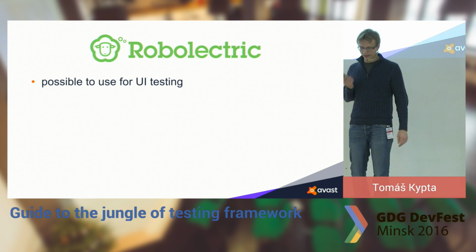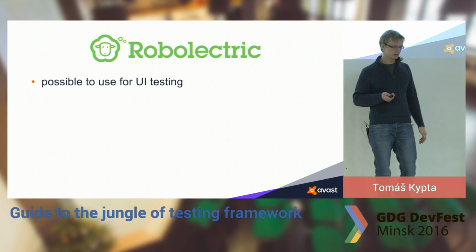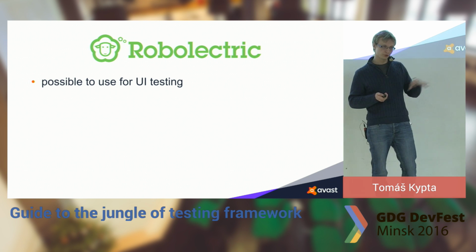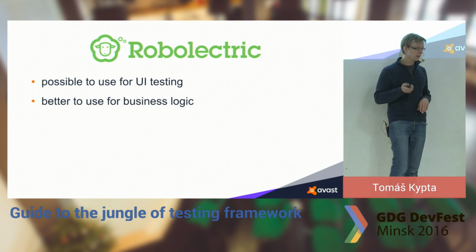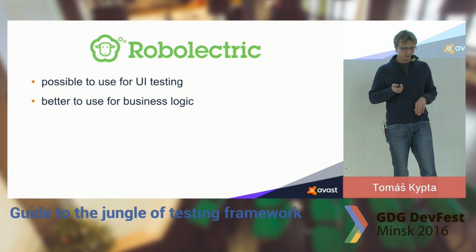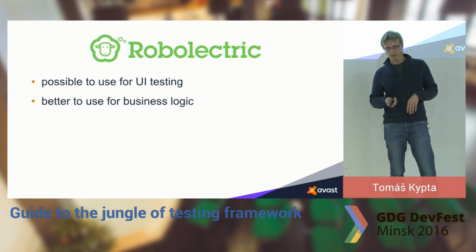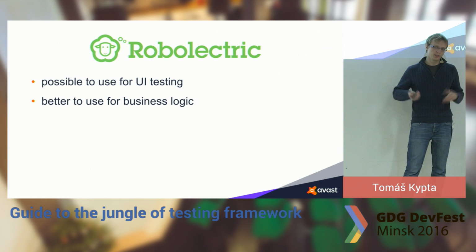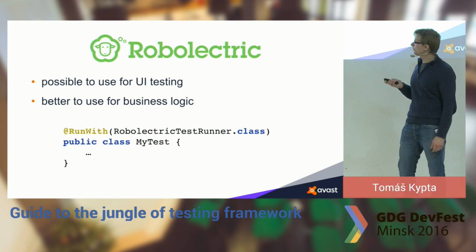It's possible to test even UI. The tests run on your computer, not on your device. That's different to Espresso and UI Automator. And I guess personally, it's better to use it only for business logic. For UI, it's better to use the instrumentation tests. So you will run it again with the Robolectric test runner.